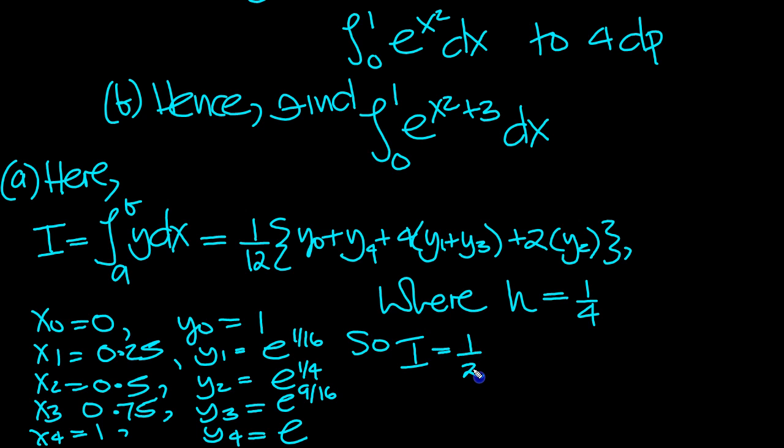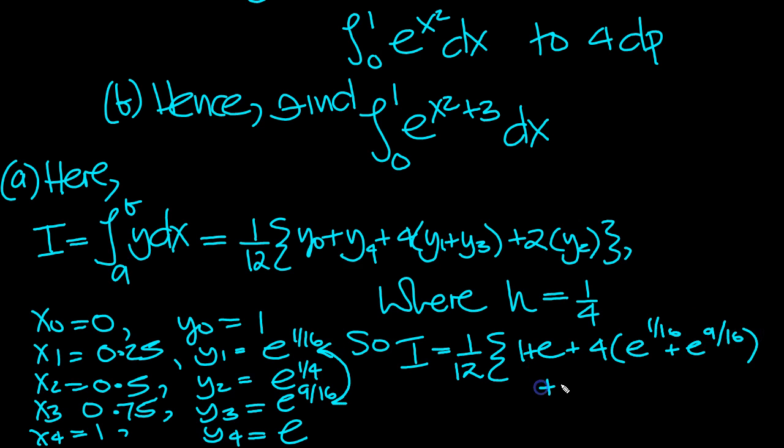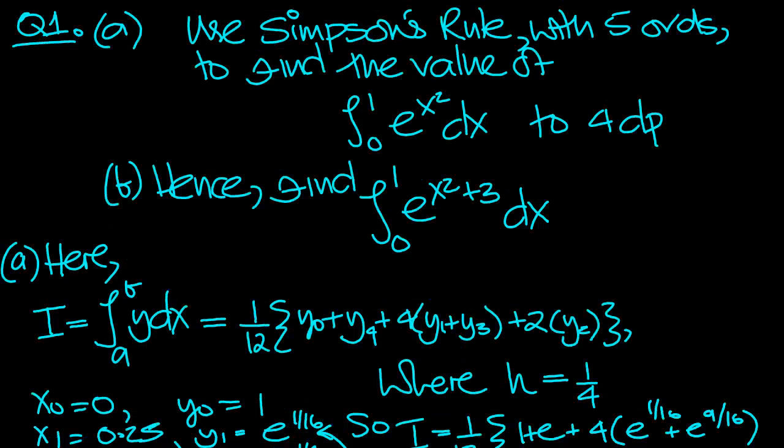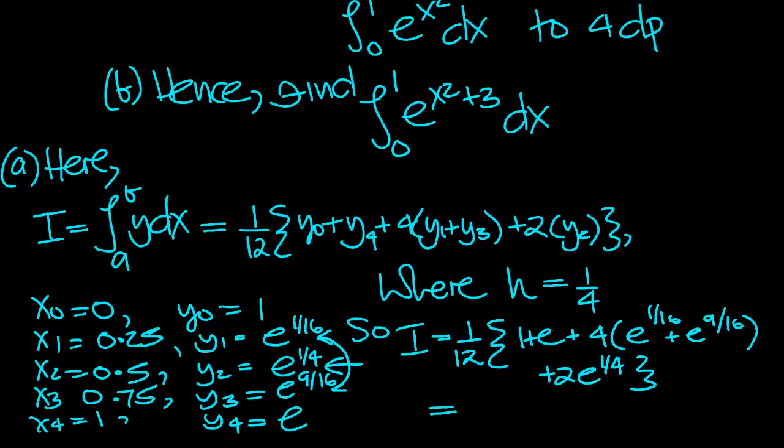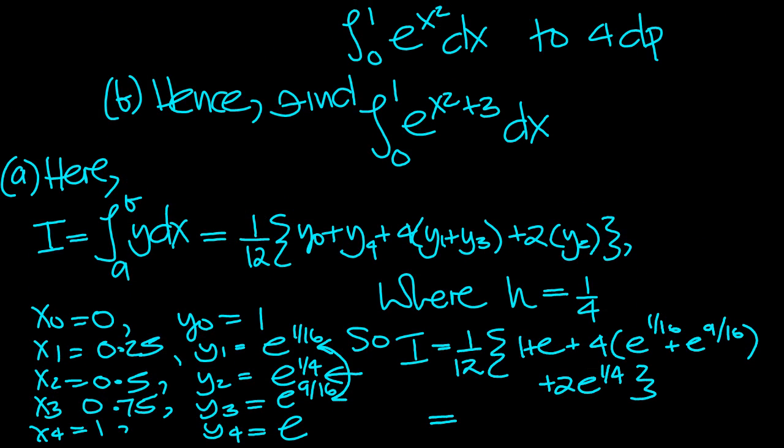it's 1/12, y0 plus y4, so that's 1 plus e, plus 4 lots of y1 and y3, isn't it, these two? So that's e to the 1 over 16 plus e to the 9 over 16, plus 2 lots of y2, which is this one here, which is e to the 1/4. And then we close the bracket. So we need to type that in the calculator. And we're working out the problem to 4 decimal places, aren't we? So let's work that out then. So type it in the calculator.